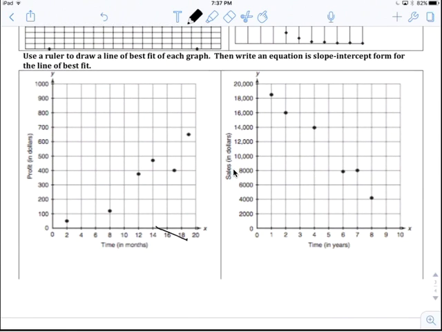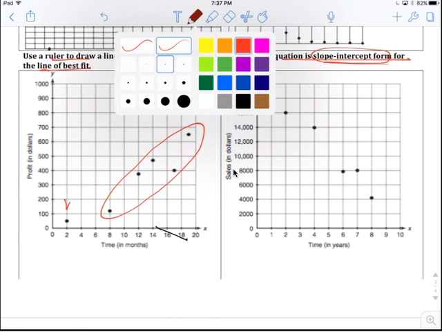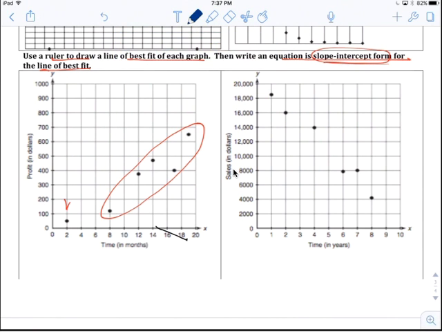Okay, this one though, again, it's asking you to use a ruler, draw a line of best fit, then write an equation in slope-intercept form, not point slope form. Same thing as the other one. Let's say I include this only, and this will be my outlier. So I'm going to draw a line right here like that. I'm going to choose this one and this one.